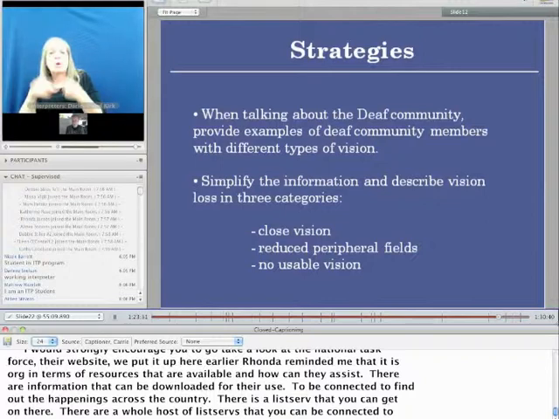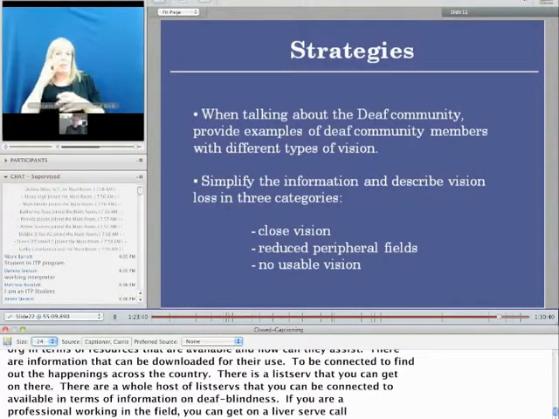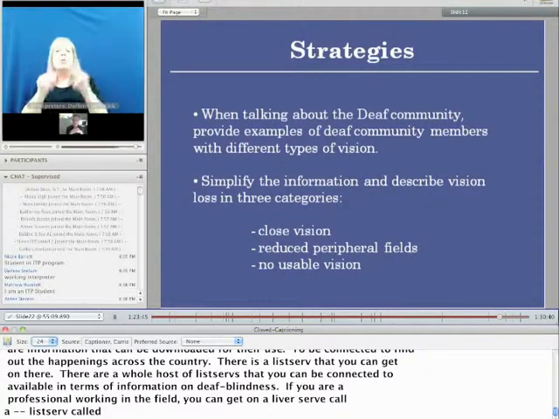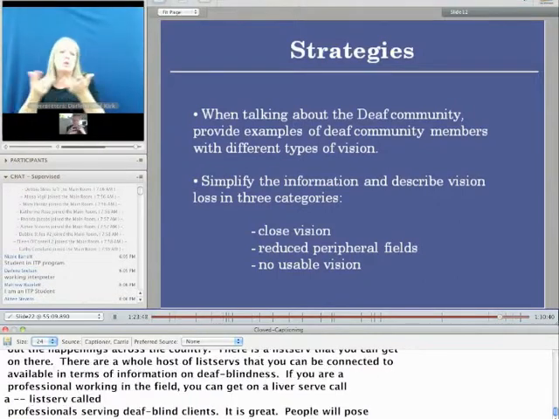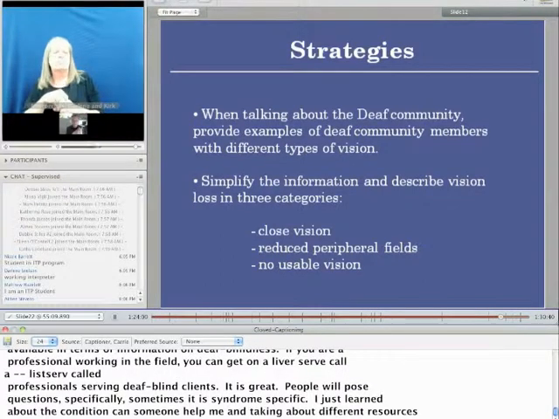If you are a professional working in the field, you can get on a listserv called Professionals Serving Deafblind Clients. That's a great listserv. People will post questions, sometimes syndrome specific, saying I just learned about this condition, I don't know anything about it, can someone help me? And they talk about different resources. So as a professional, get involved there. Thanks, Rhonda. Rhonda put the email up if you want to join the National Task Force listserv.